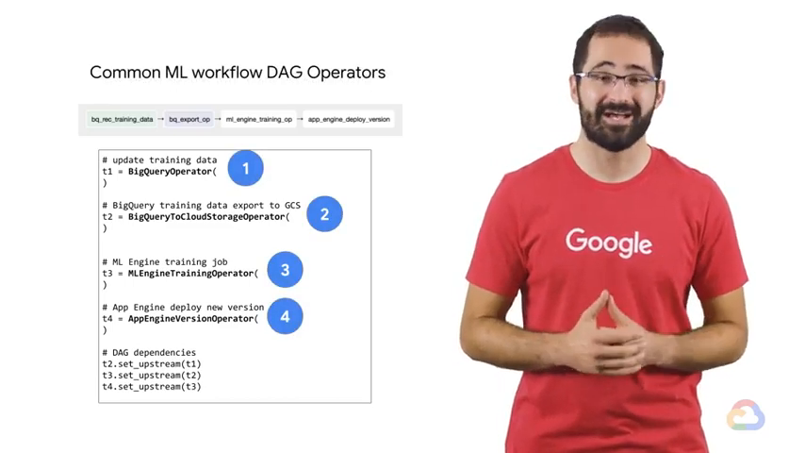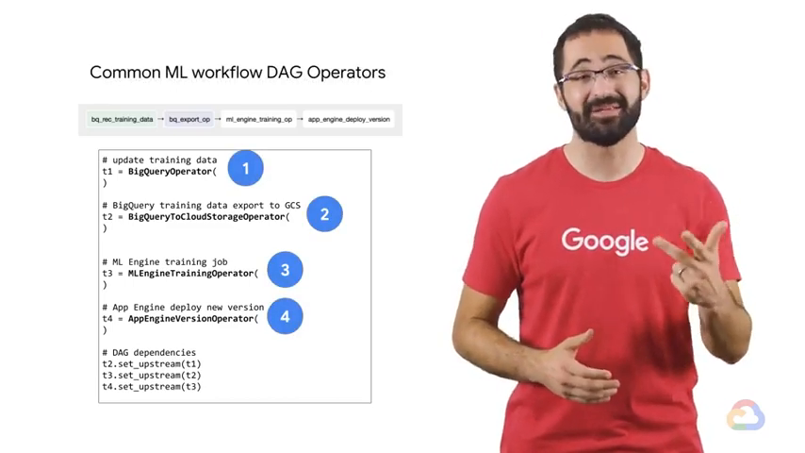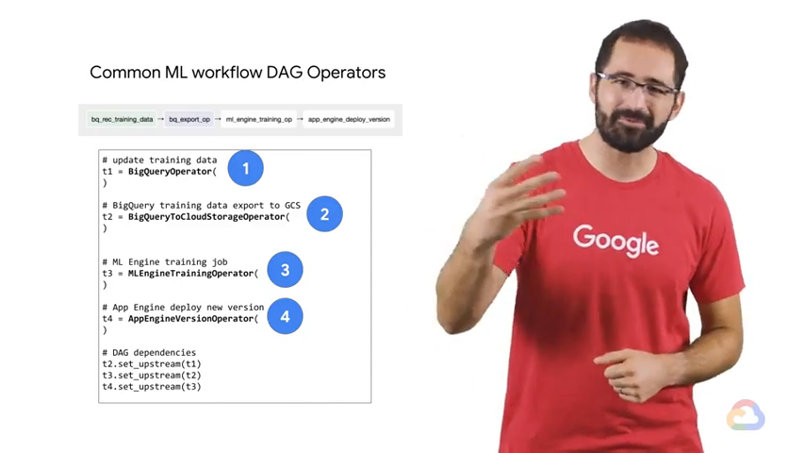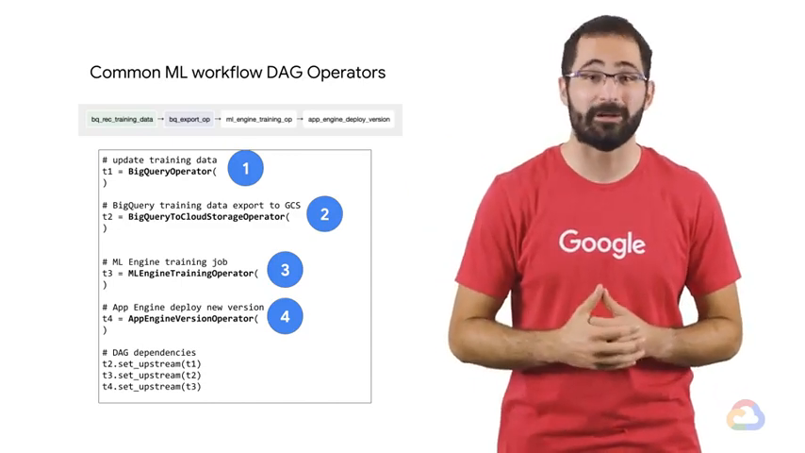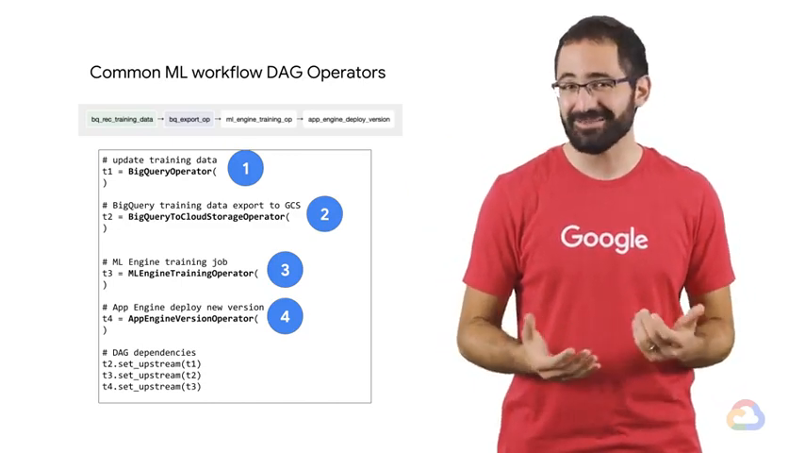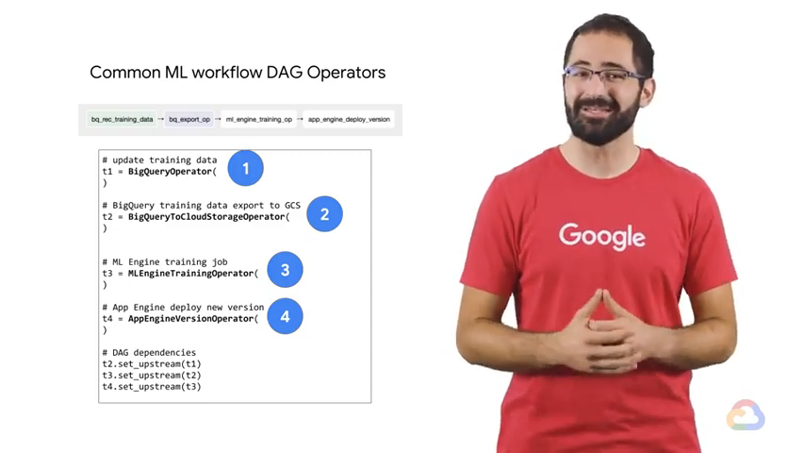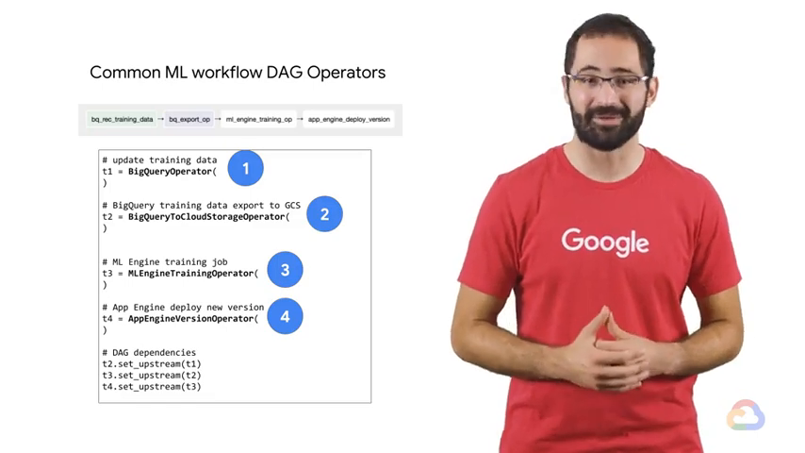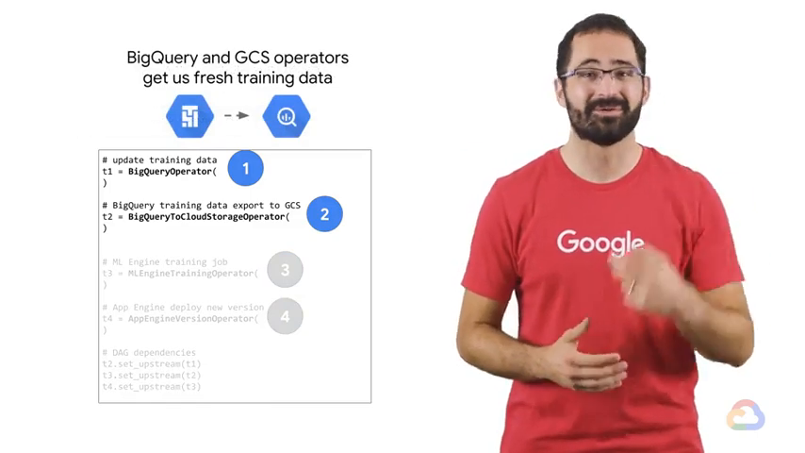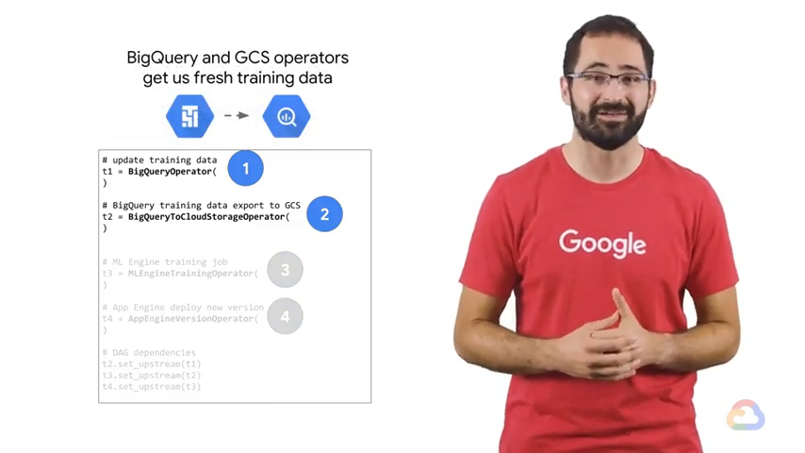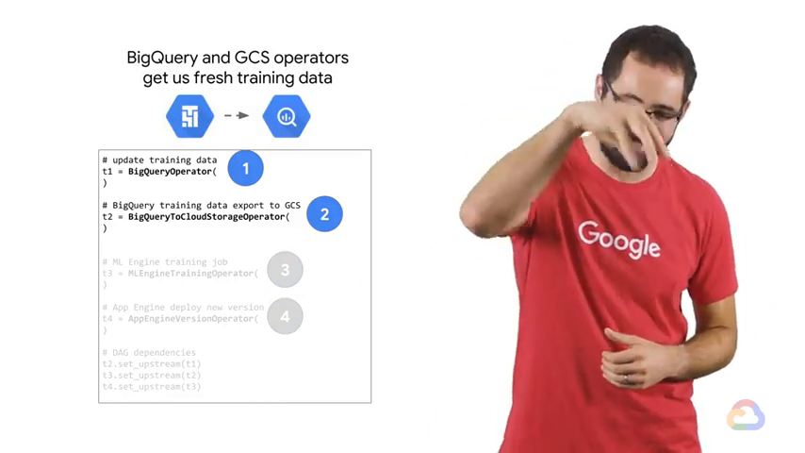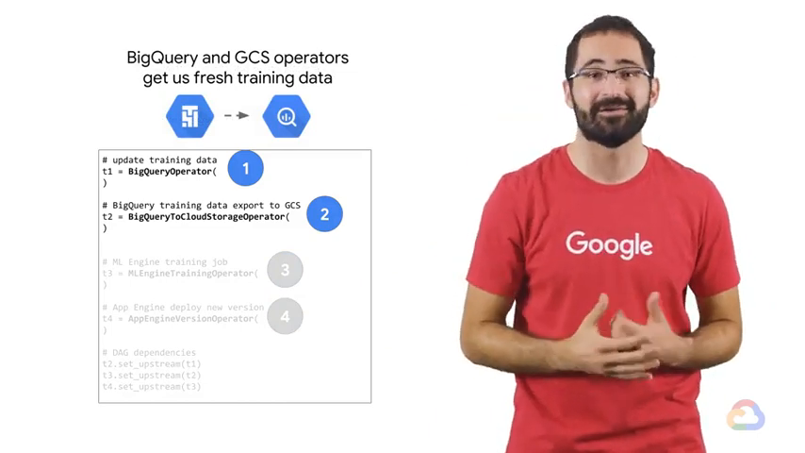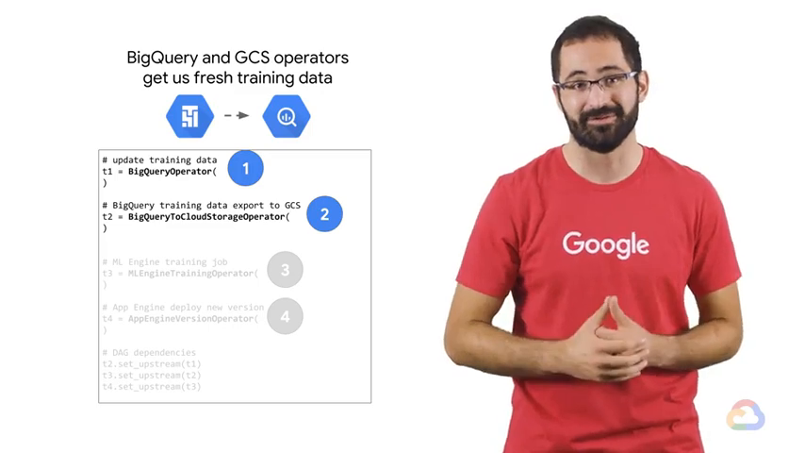Here you see 4 tasks, T1, T2, T3, and T4, and the 4 operators corresponding to 4 Google Cloud Platform services. The names should look familiar. You can probably even start to guess what this workflow does at a high level just by reading them in order. The first 2 are concerned with getting fresh model data from a BigQuery dataset and into GCS for consumption by your ML model later on in the workflow.